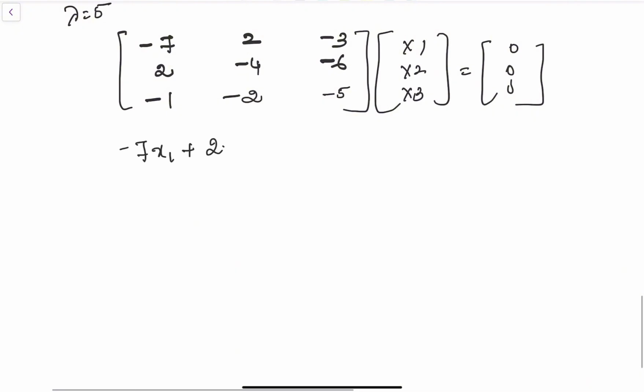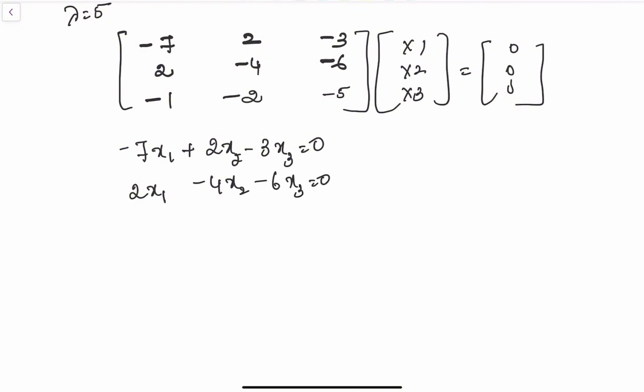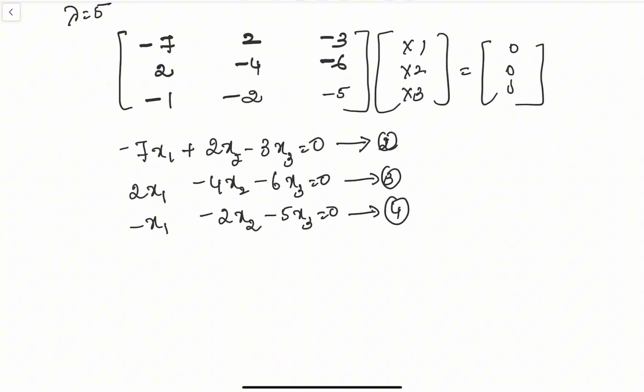So minus 7x1 plus 2x2 minus 3x3 is equal to 0. 2x1 minus 4x2 minus 6x3 is equal to 0. Minus x1 minus x2 minus 5x3 is equal to 0. Since all these equations are not dependent on each other and the equations are different from each other, you can take any two equations and solve them and get the values of x1, x2, x3.